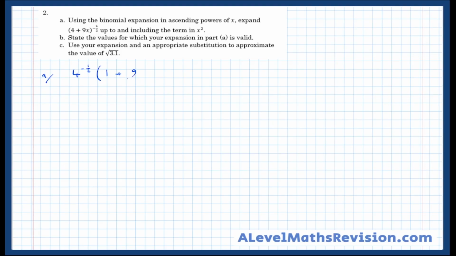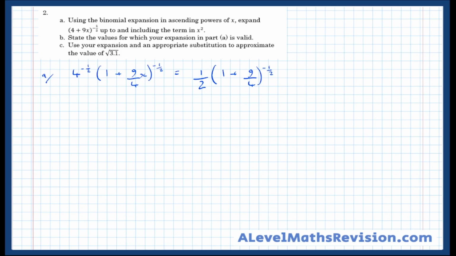And we get 9/4 x now as the x term, still to the power of minus a half. And 4 to the minus a half, either type in the calculator, or you know the root of 4, 4 to the half is 2. So it's the reciprocal of that, so we get a half at the front of the bracket. A half, 1 plus 9/4 x to the power of minus a half.